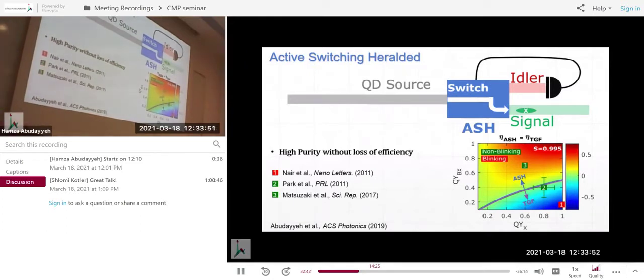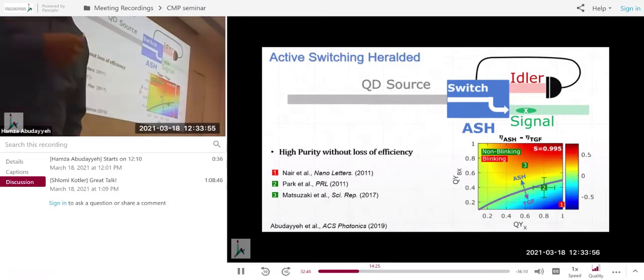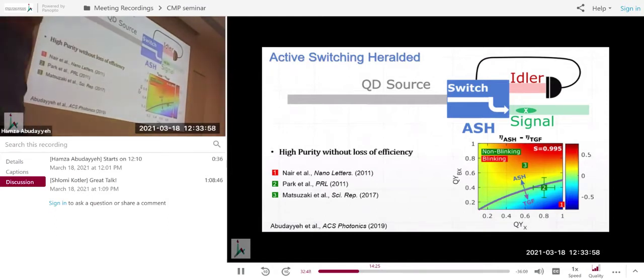More importantly, you see these one, two, three data points here. These are actually measured quantum yields of these quantum dots. And this already tells you that we have quantum dots with quantum yields that require you to use this heralded technique if you want to be more efficient.